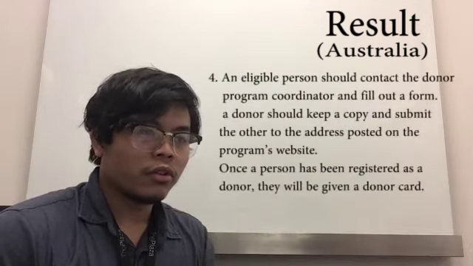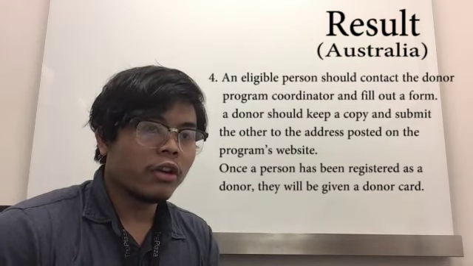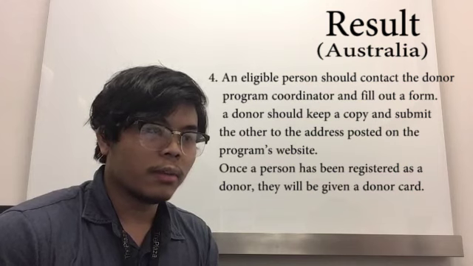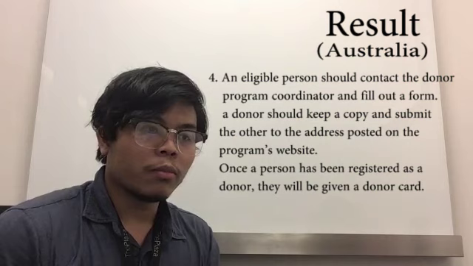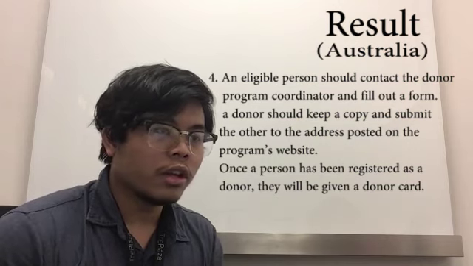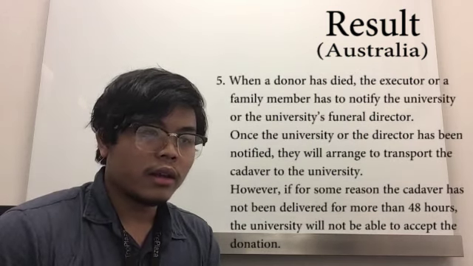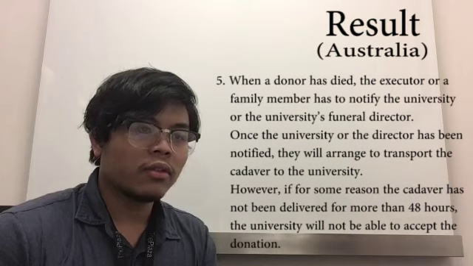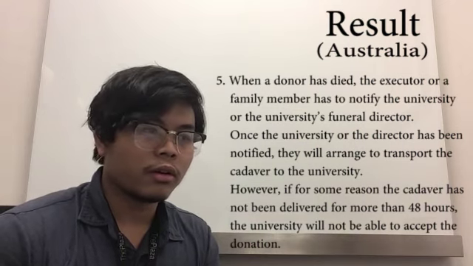An eligible person should contact the donor program coordinator and fill out a form. A donor should keep a copy and submit the others to the address posted on the program's website. Once a person has been registered as a donor, they will be given a donor card. When a donor has died, the executor or family member has to notify the university or the university's funeral director.